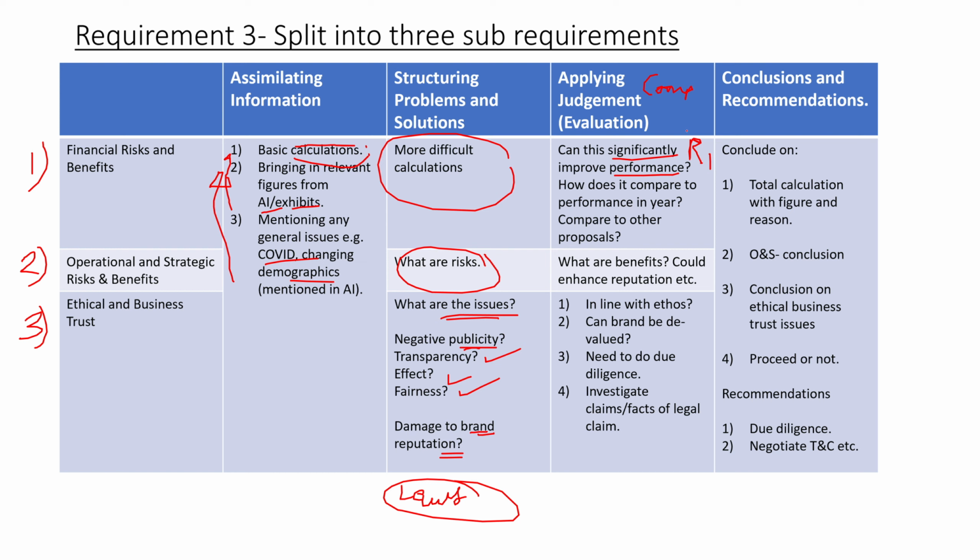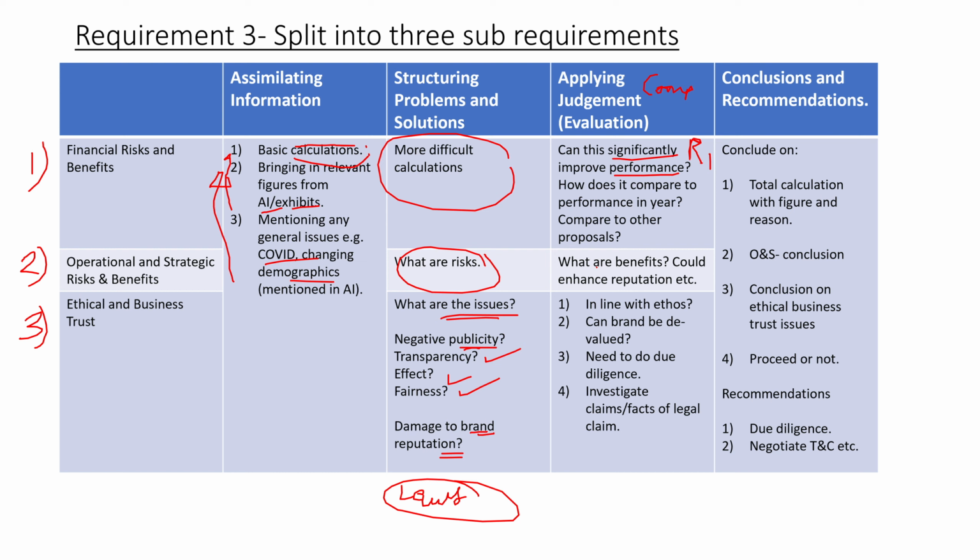So, is the revenue going to be increased by 10%? How does the revenue compare to the current performance? Okay. See if you can compare to any other proposals or any other data in the AI, okay? Like, I don't know, the move might increase your revenue by 10%, but another company has grown by 5%. I'm not sure, but basically when you think of applying judgment, think of comparison.